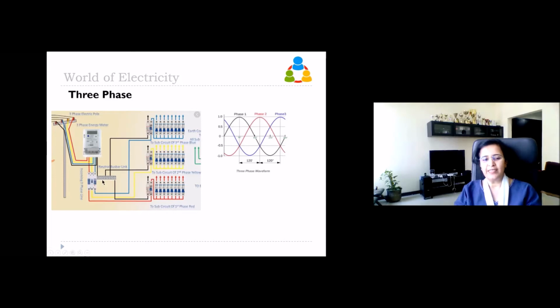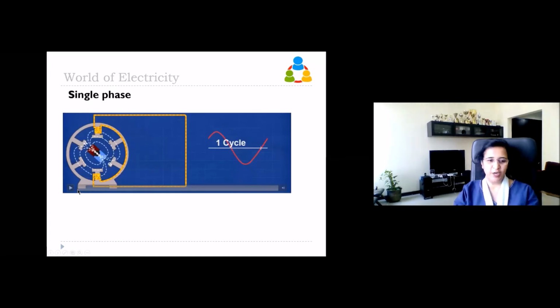When 3-phase supply is coming, one phase is feeding this circuit, the second phase is feeding the circuit, and the third phase as well. What does it mean? The first wave is like that. The second wave, you see the red wave, is like this. You see the blue wave, so 3 separate waves are passing through these circuits. So it is 3 times the single phase.